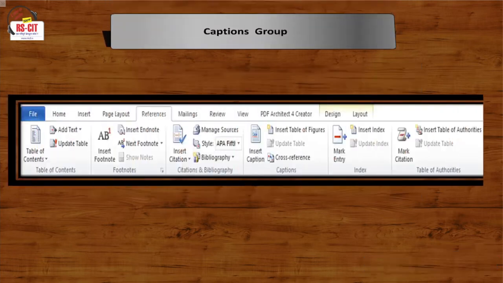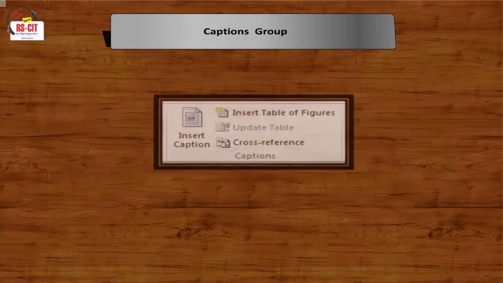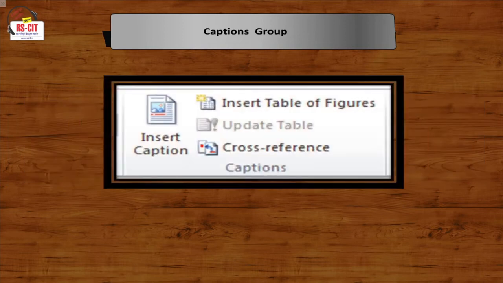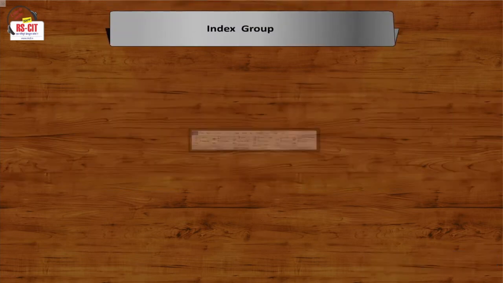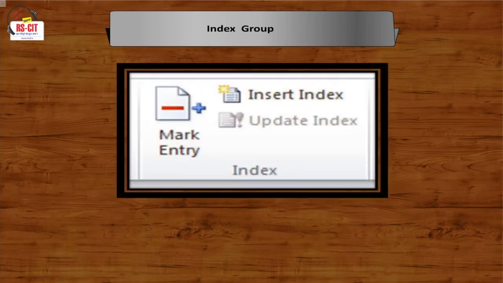Bibliography. Add a bibliography which lists all sources cited in the document. In the Captions group, the available options are Insert Caption. Add a caption to a picture or image. Insert Table of Figures, insert a table of figures into the document. Cross-reference. In the Index group, the available options are Mark Entry. Include the selected text in the index of the document.